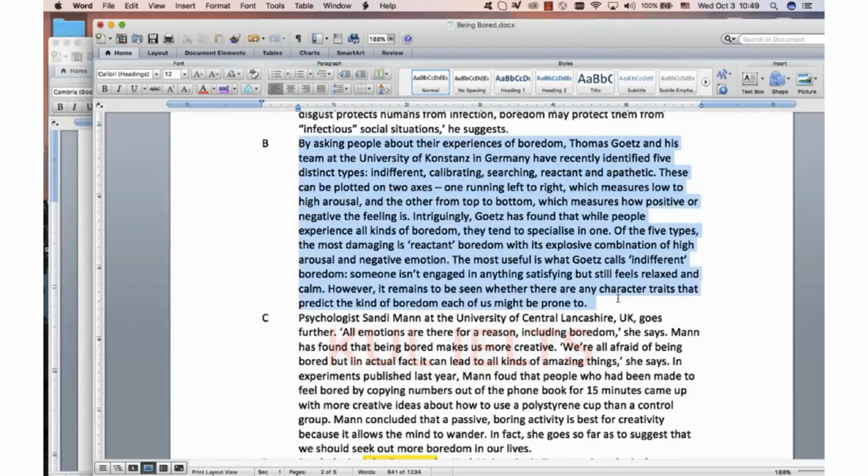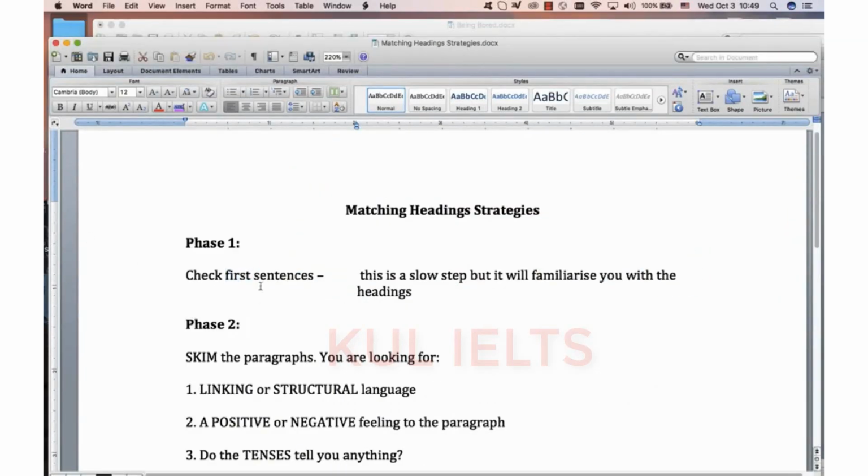Also notice, these are quite big paragraphs. There's a lot of information. So in the bigger paragraphs, it's more likely that you will have to look at the first and second sentence. So I'm going to go back to this document and say, check first and sometimes second sentences. And you kind of need to develop a feeling for when you should focus in this first phase on the first sentence, and when you actually see that the first sentence is completely useless and you really need to go to the second sentence as well.